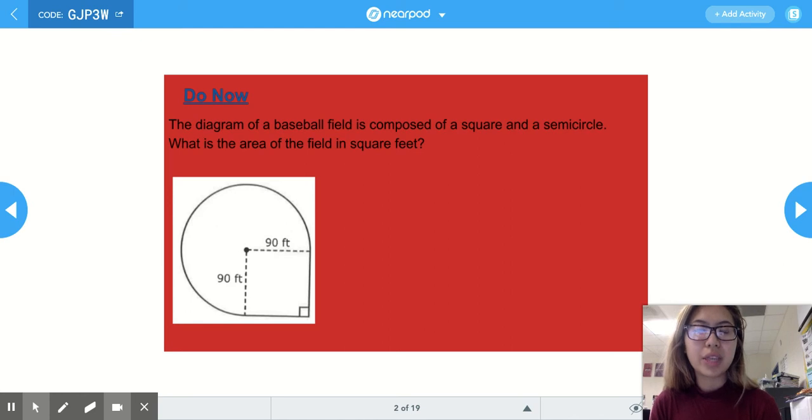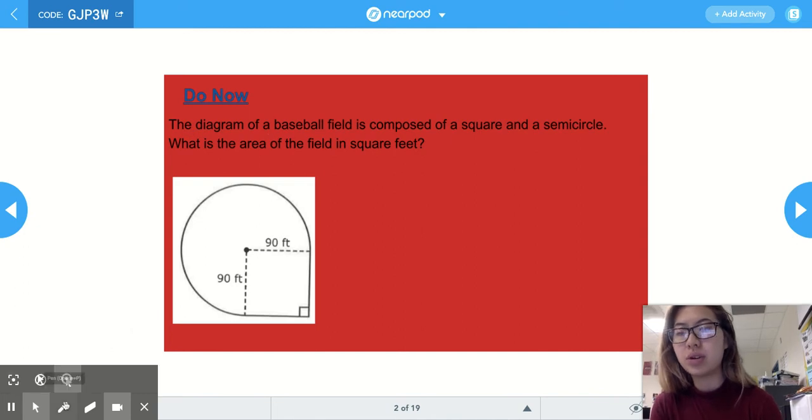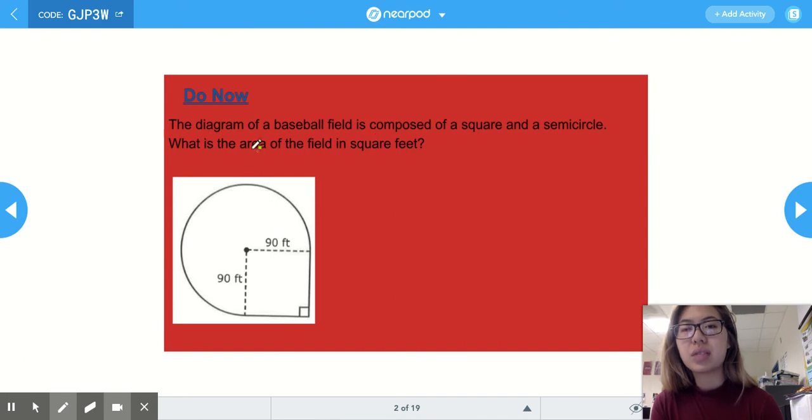Welcome to today's math lesson on writing inequalities from word problems. Our do now reads, the diagram of a baseball field is composed of a square and a semicircle, as shown here. What is the area of the field in square feet?